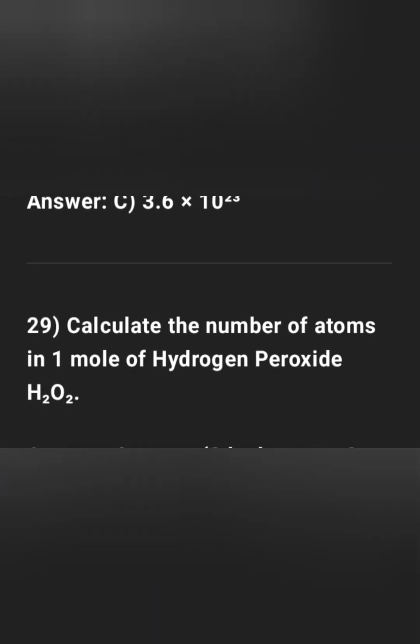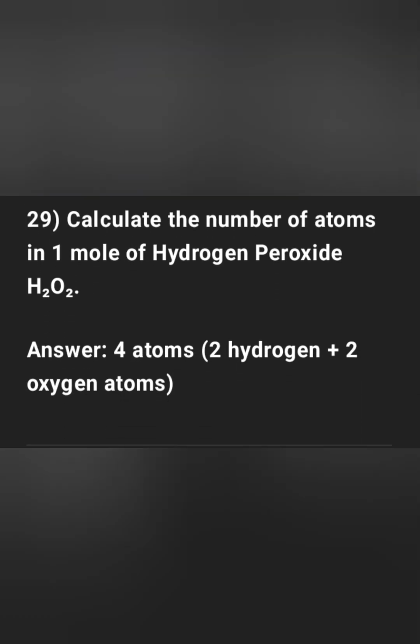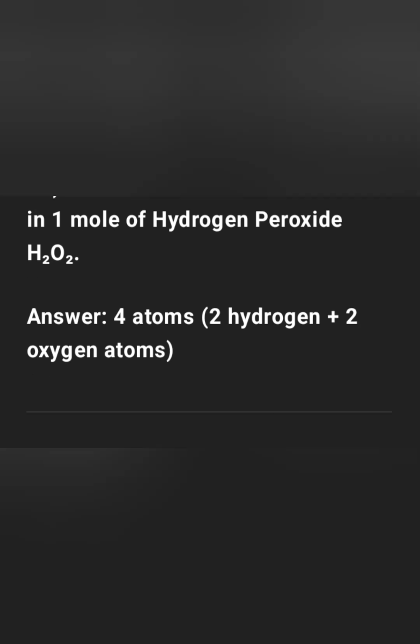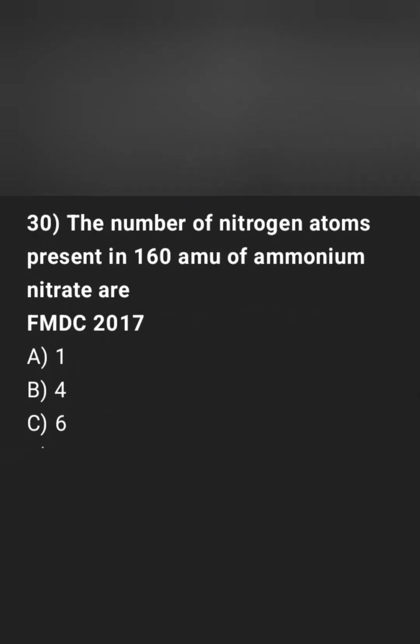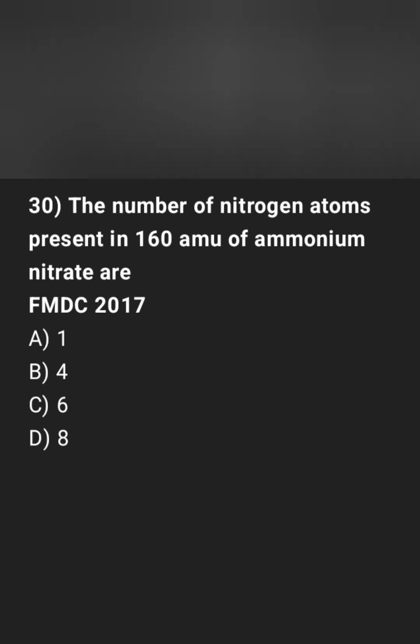29. Calculate the number of atoms in 1 mole of hydrogen peroxide, H2O2. Answer: 4 atoms, 2 hydrogen plus 2 oxygen atoms, times 6.02 times 10 to the power 23. 30. The number of nitrogen atoms present in 160 grams of ammonium nitrate are, FMDC 2017: A, 1, B, 4, C, 6, D, 8.